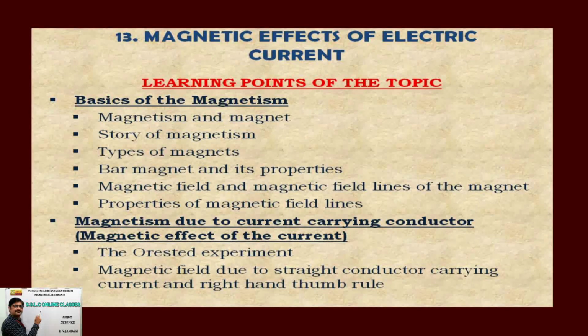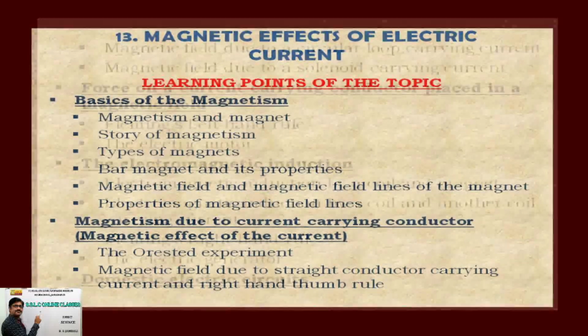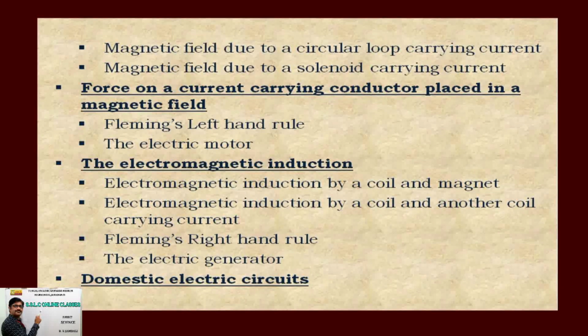We are also learning the main point, that is magnetism due to current carrying conductor or magnetic effect of electric current. So in that concept we are learning the Oersted experiment, magnetic field due to straight conductor carrying current and right hand thumb rule, magnetic field due to a circular loop carrying current, magnetic field due to a solenoid carrying current.